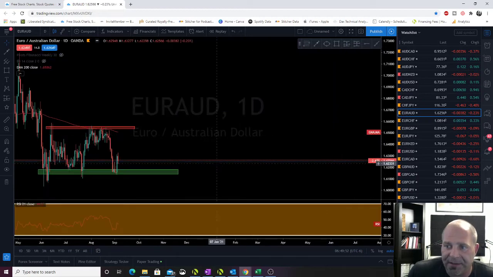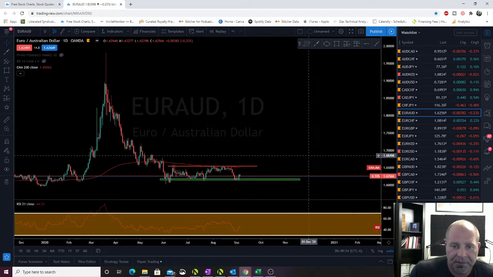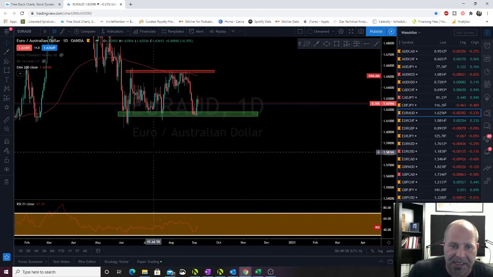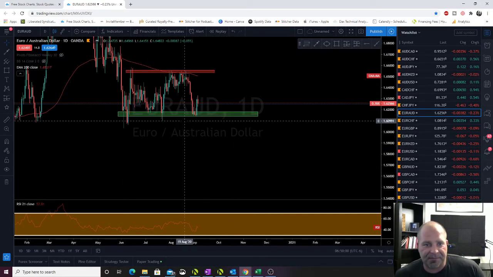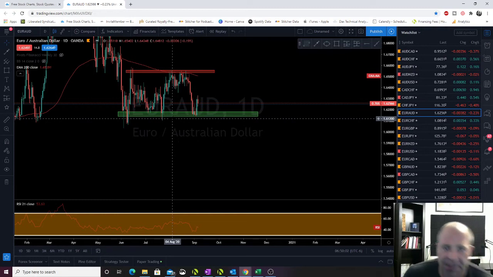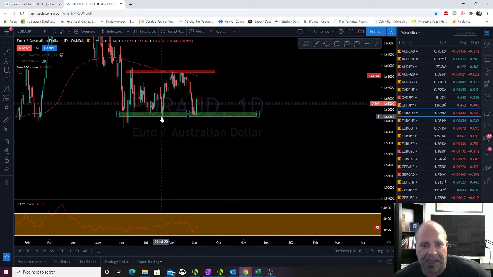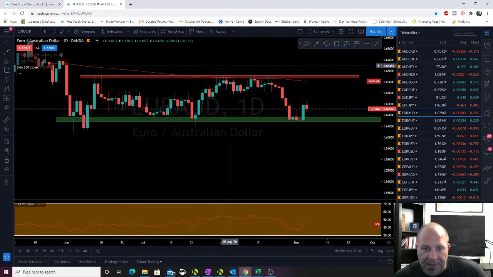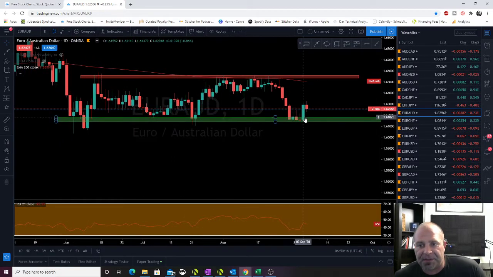All right. Euro AUD. So we've been playing off these two zones for quite some time, and it's working pretty well. So here we had a rejection. This one was pretty easy because you had this pin bar, bullish pin bar type daily candle, and whammo, it came all the way up where we wanted it to.